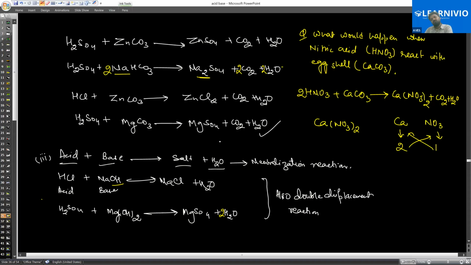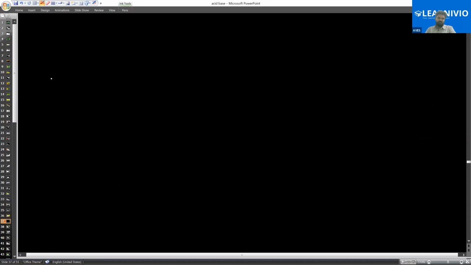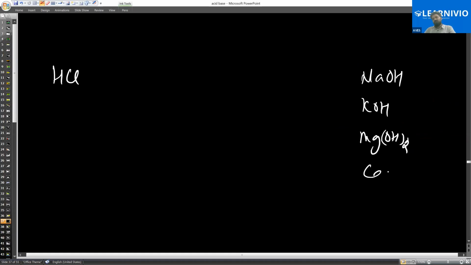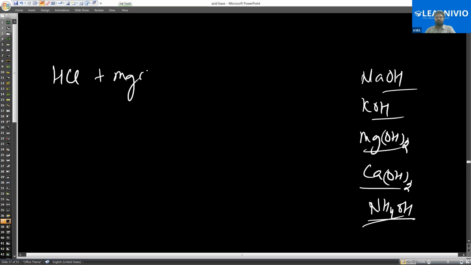Next is acid plus base will give you salt and water. This is a very popular reaction, that acids when they react with bases. So I'm writing the names of some bases like NaOH, KOH, magnesium hydroxide, calcium hydroxide, ammonium hydroxide, NH4OH. These are the very common and popular bases. Sarah, if I'm writing this with Mg(OH)2, what will it give you? Salt and water. Can you tell me the name of that salt that is going to form here?